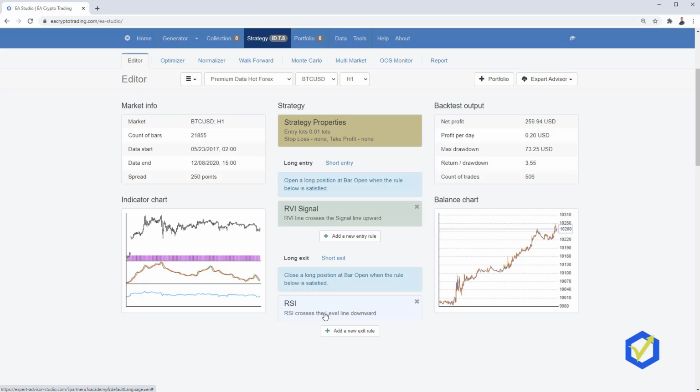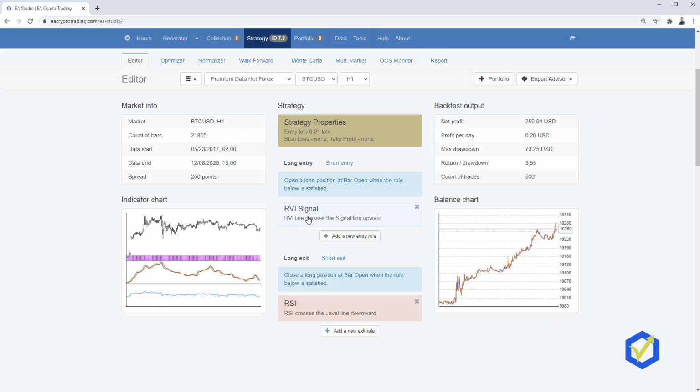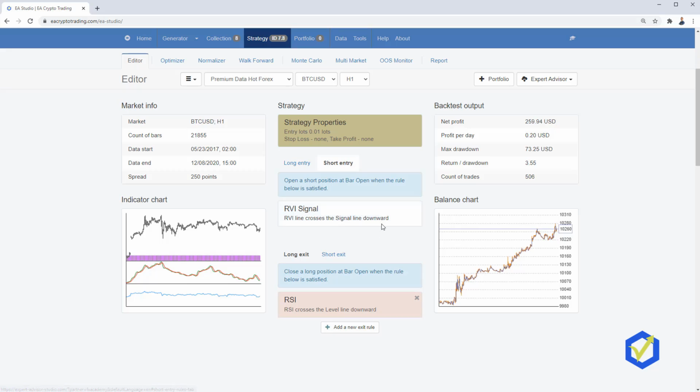But even when the expert advisor was complete, I didn't have that type of statistic. Backtest output, balance chart, indicator chart. You can do a backtest on MetaTrader, by the way, but we don't have so many details. For example, if I click on the indicator chart, you can see exactly where every trade was opened and where every trade was closed. So one more time, the entry rule is the RVI line crosses the signal line upward. This is when we want to buy, and when we want to sell, it will be the opposite.